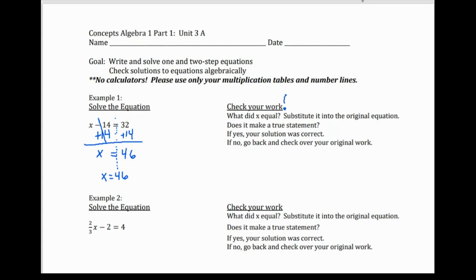Now, we don't want to miss all this over here. Check. We should get 100% on these assignments as long as you check. So what does check mean to do? It means take what you got as your answer and substitute it into the original equation. That original equation was x minus 14 equals 32. Now I'm going to take what I got, which was 46, and substitute it in for x.